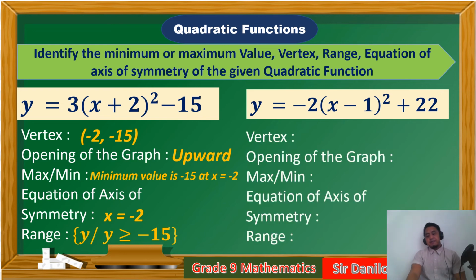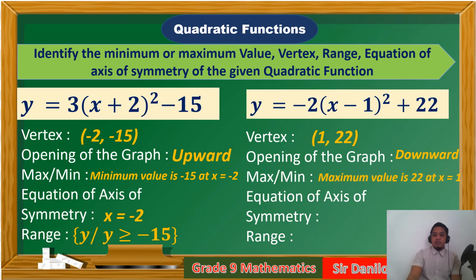Kunin natin yung vertex. Okay? Sige. Post mo muna, then sulat mo yung sagot mo para makita natin. So, sa vertex natin is minus yan. So, ito ay magiging positive. Positive 1 to kasi minus positive 1. Opening of the graph, ang A mo is negative. So, ang magiging opening of the graph mo is downward. Okay? Kung downward yan, nasa maximum ka. Maximum value is at 22 at x equals 1. Equation of axis of symmetry, x equals 1.